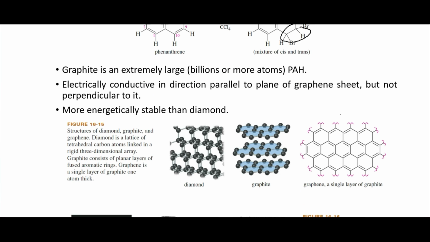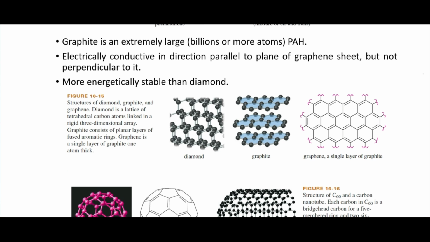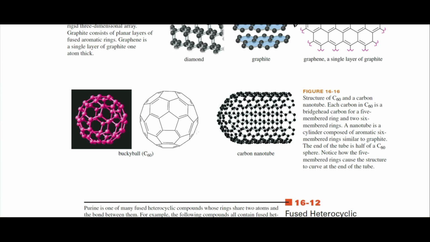A few interesting cases of this is when we have something like graphite, which is just a lot of these put together, so it can be extremely large, so it can be billions or more atoms of these polycyclic aromatic hydrocarbons. And interestingly about the graphite is that they are electrically conductive in the direction parallel to the plane. So we could have electron conductivity going through it like that, but not when it's perpendicular. So there would not be any current going through it that way. And there are a few other examples here, so we can have things like the buckyball or the carbon nanotube.